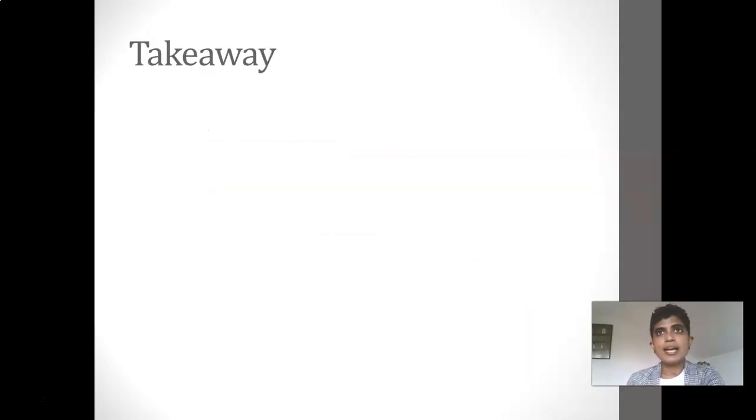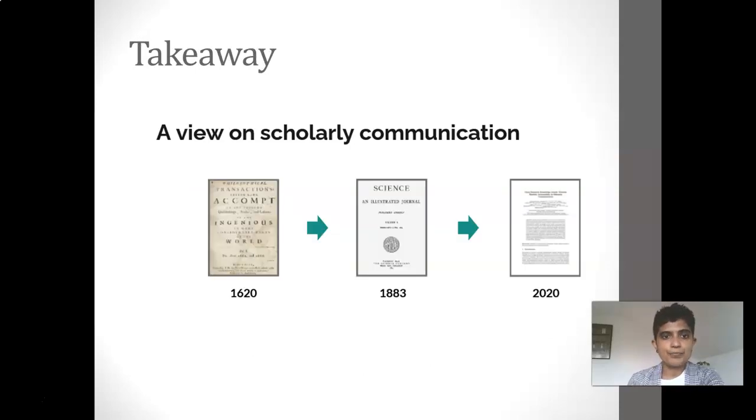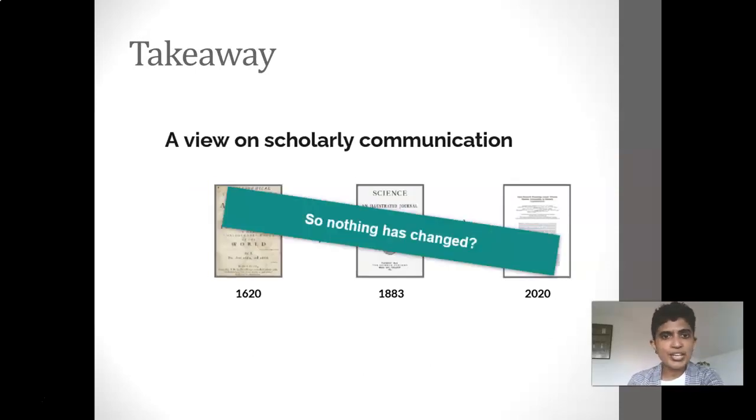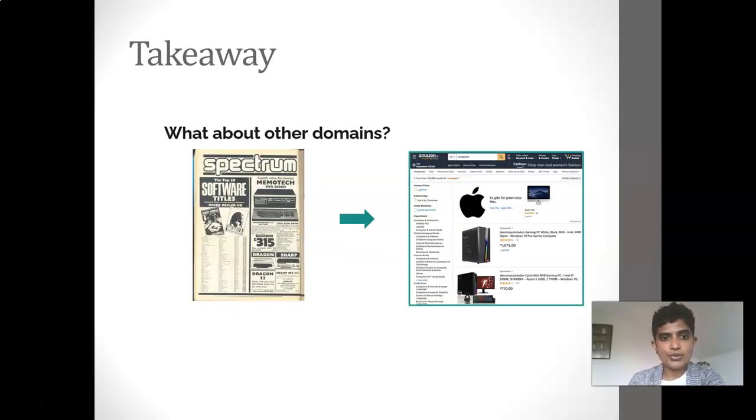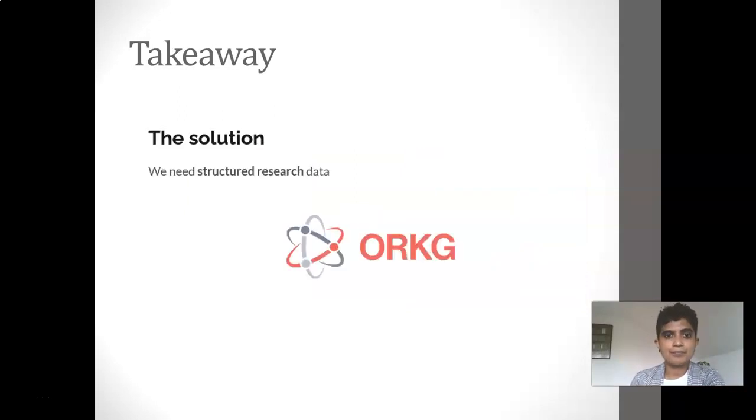So what is the takeaway message? A view on scholarly communication. Not much has changed. We are still using the document-based format. It's changed maybe from books to PDFs, but it's still discourse-based. Okay, some things have changed wherein metadata is increasingly getting organized in knowledge graphs. However, in other domains such as product catalogs, they're entirely revolutionized on digitalized data.